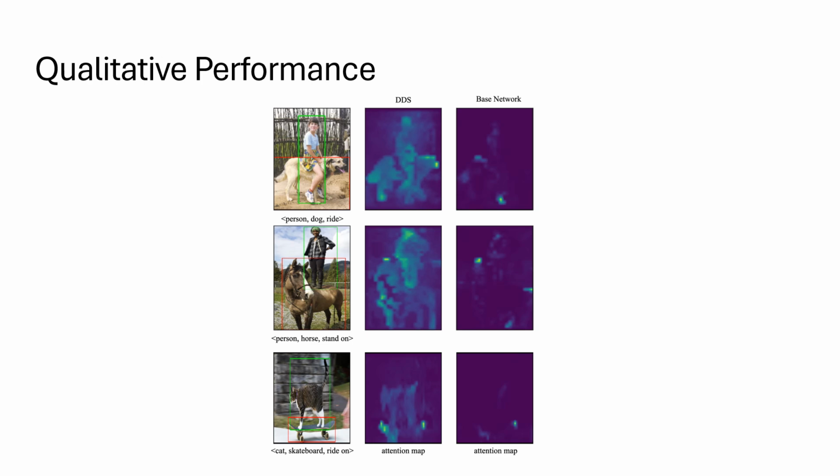Here we have demonstrated attention maps from DDS and compared them with a baseline network. As you can see, even while detecting very unusual examples, DDS's attention maps are much more defined and focus on the salient regions.